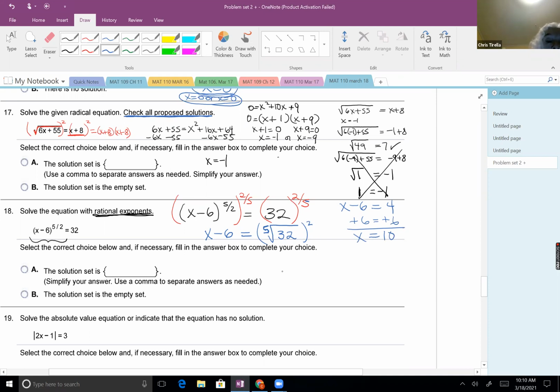So let's go ahead and do the check. Does 10 minus 6 to the 5 halves equal 32? Well, 10 minus 6 is 4 to the 5 halves, would mean I'm taking the square root, the second root of 4, and raising it to the 5th power. And 2 to the 5th is 32, and it checks. That one okay?